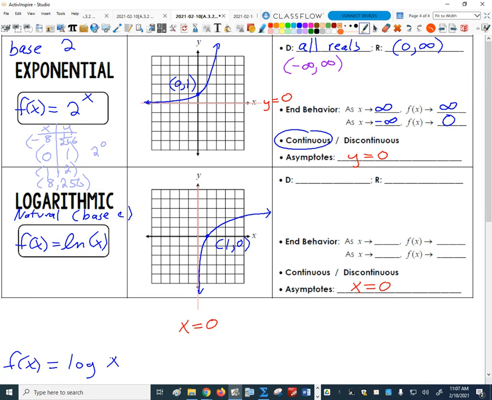Okay? So what's the domain then of this logarithmic function? Type it in chat for me, please.